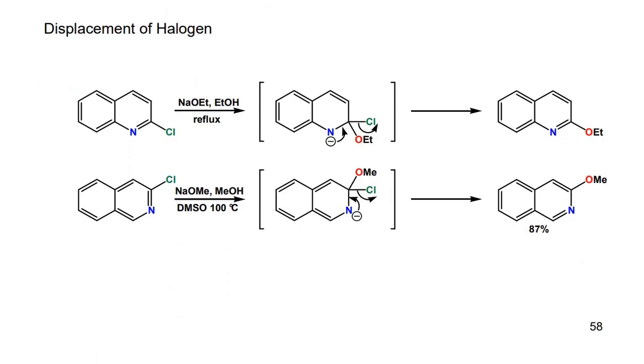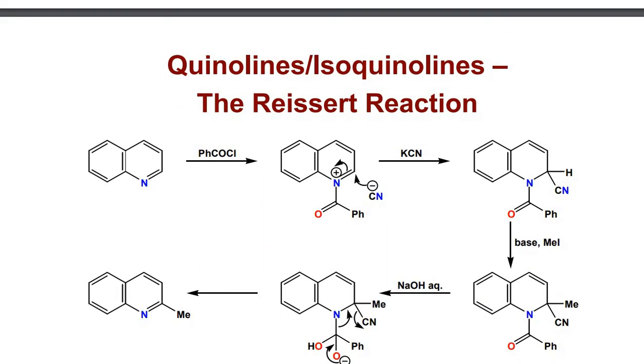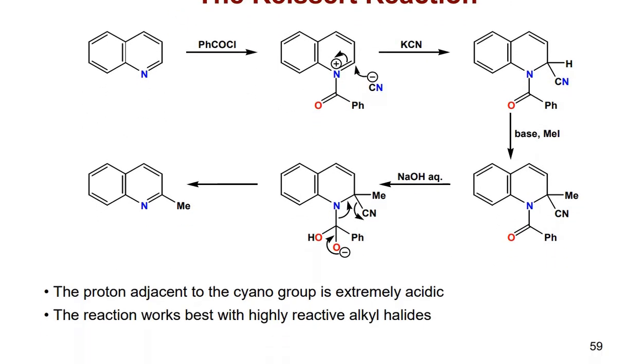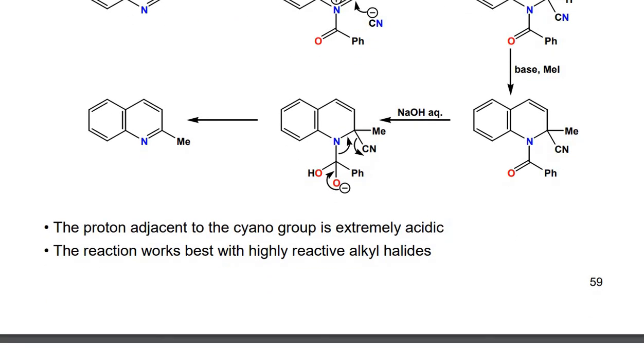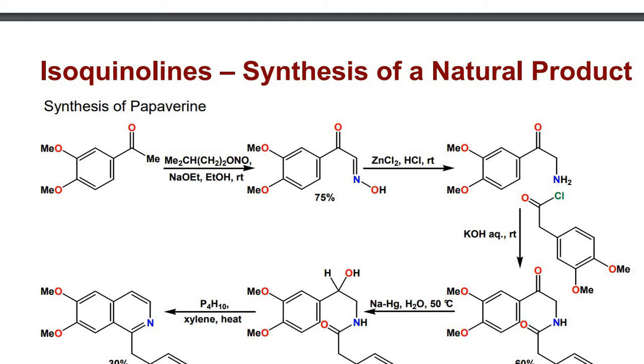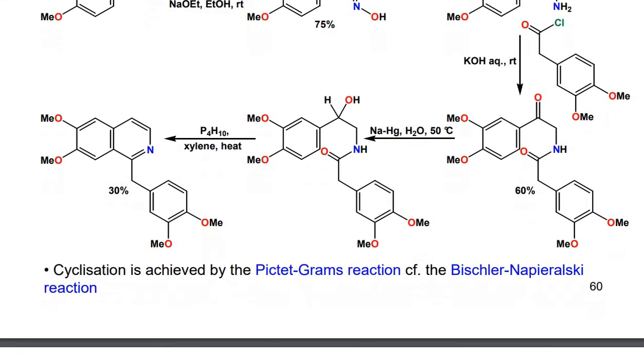Displacement of halogens in quinoline and isoquinoline. You can see the reactions on the nitrogen center. The proton adjacent to the cyano group is extremely acidic. The reactions work best with highly reactive alkyl halides. Now you can see in the case of isoquinoline, this cyclization is achieved by the Pictet-Gams reaction and Bischler-Napieralski reaction.